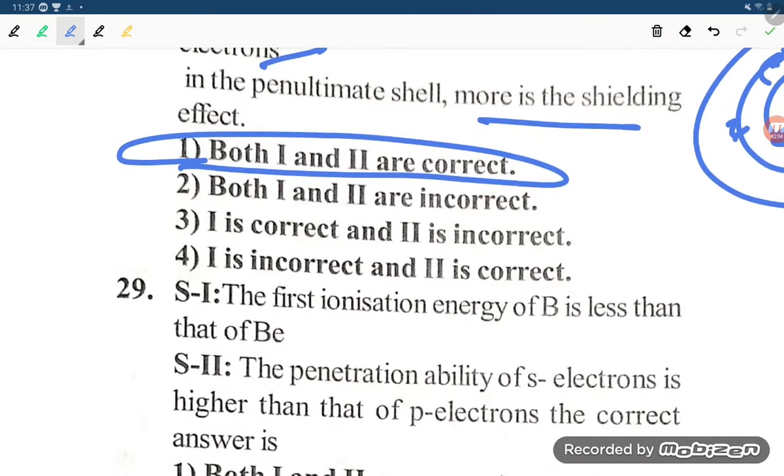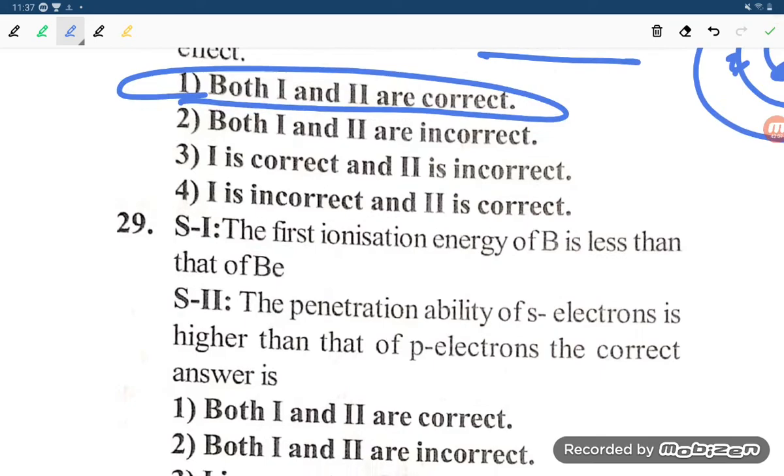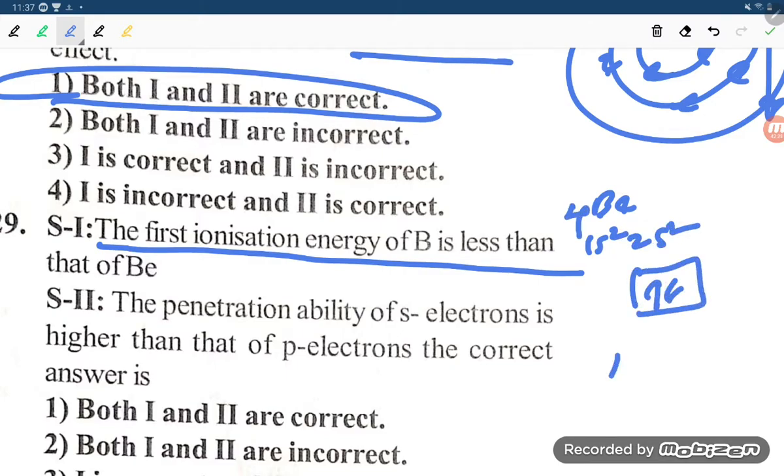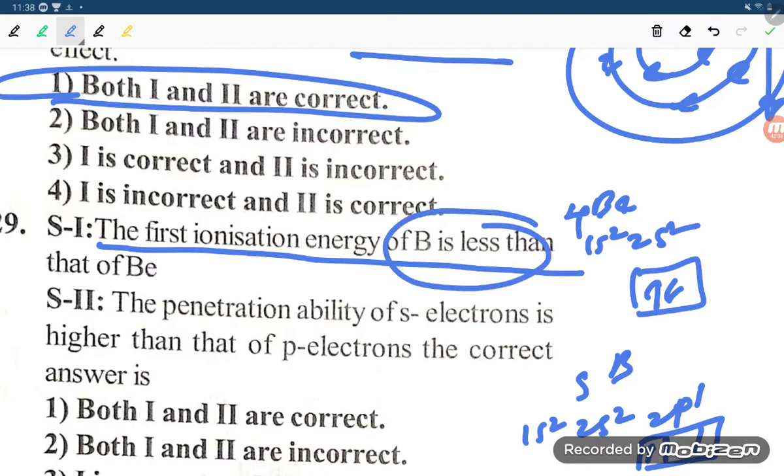Now let us go, student, to question number 29. The first ionization energy of boron is less than beryllium. Okay, that is correct, student. Beryllium is 1s2, 2s2, 4 electrons, so 2s2 is a stable configuration. If you talk about boron, student, 5 electrons, 1s2, 2s2, 2p1. So 2p1 means neither half-filled nor full-filled, so this is unstable. So the first ionization energy of boron is less.